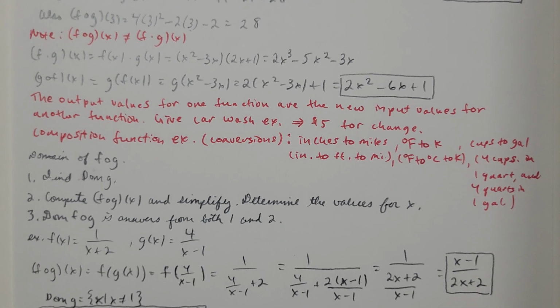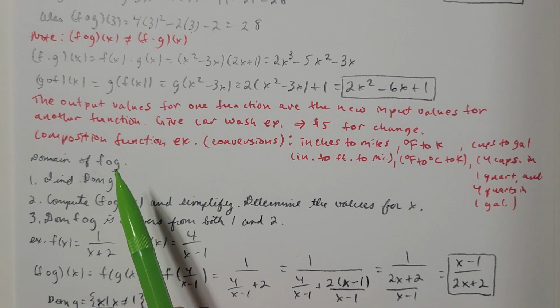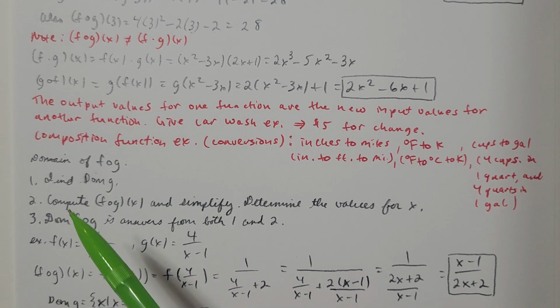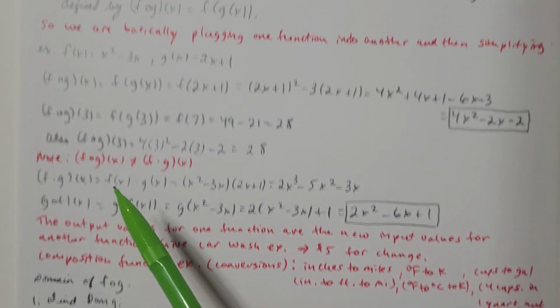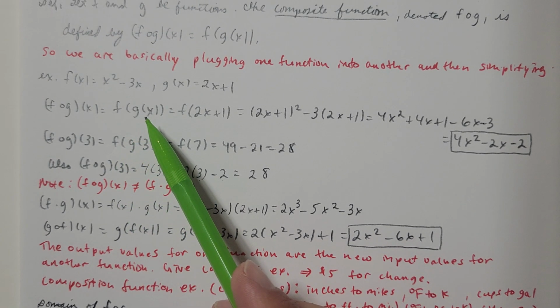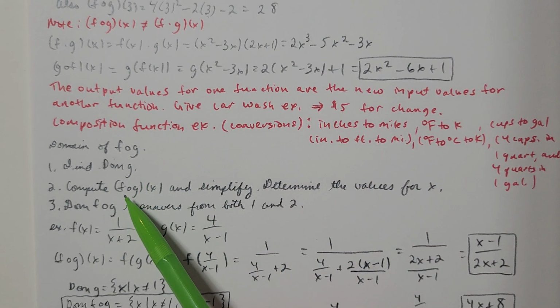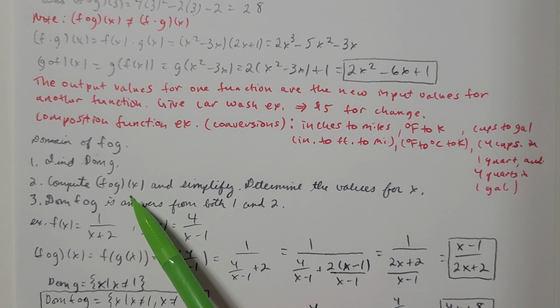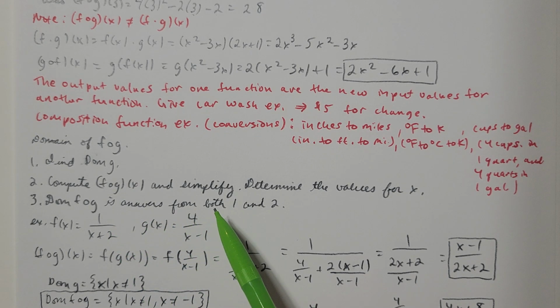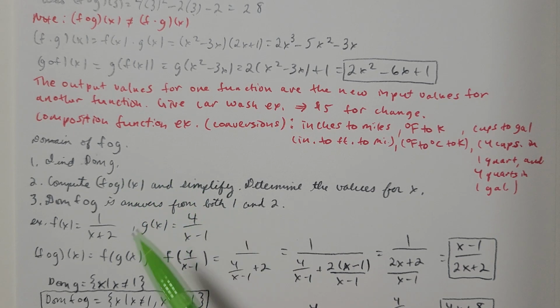Now, suppose that we want to find the domain of f composed g. The first thing we have to know is the domain of g, right? Because g is being plugged into f. So we have to know what numbers we can plug into g first before we plug those into f composed g. Step 2 says that you're going to compute f composed g of x and simplify as far as you can go. And then once you're in complete simplified form, you're going to determine the values of x. The domain of f composed g will be your answers from both steps 1 and 2.